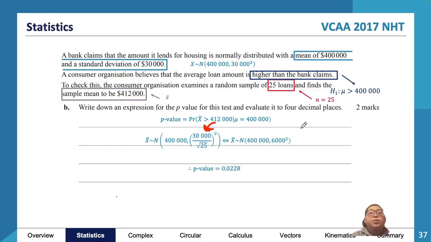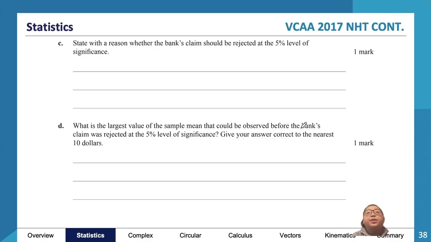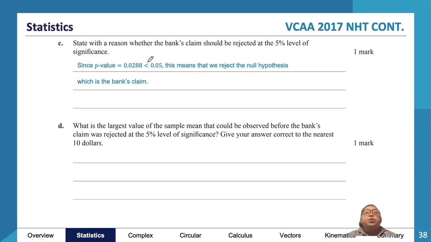So that's going to work out to be 0.0228 in terms of our function. Okay, so then we have to think about what we're going to do here. Are we going to reject H0? And alpha is going to equal 0.05, and because our 0.0228 was smaller than 0.05, that means that we do reject the null hypothesis because it's lower than that significance value. So we reject the null hypothesis, which is the bank's claim that their average loan amount is 400,000.